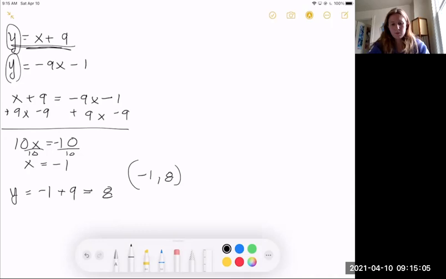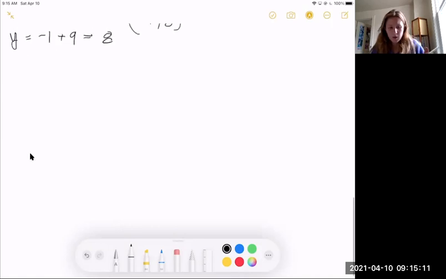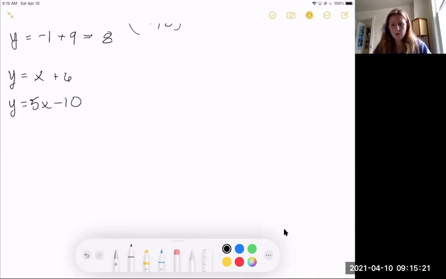So hopefully you're starting to get the hang of this. It's not terribly tricky once you get the hang of it. So hopefully this is making some sense. So we're going to try this one next.